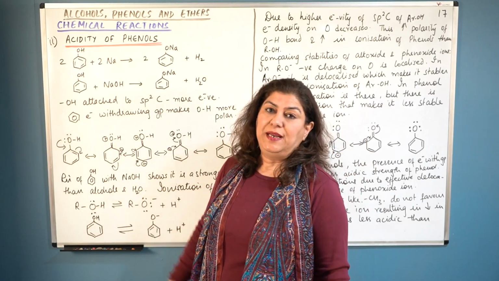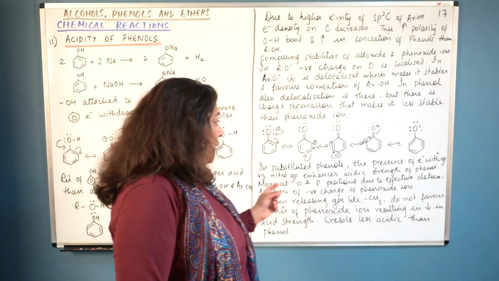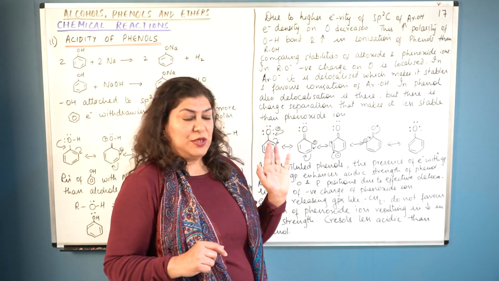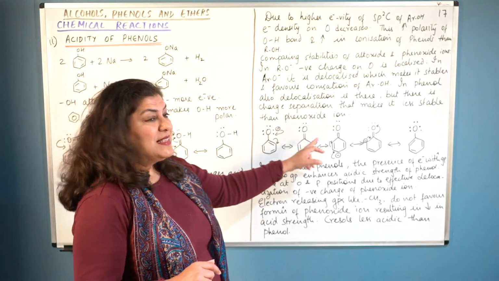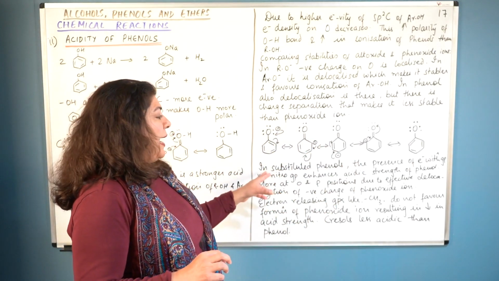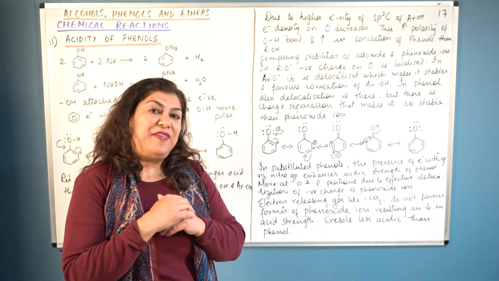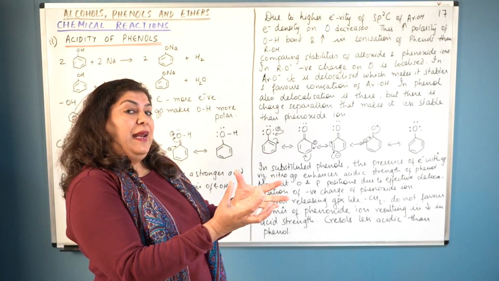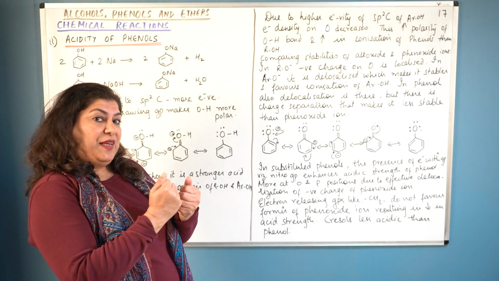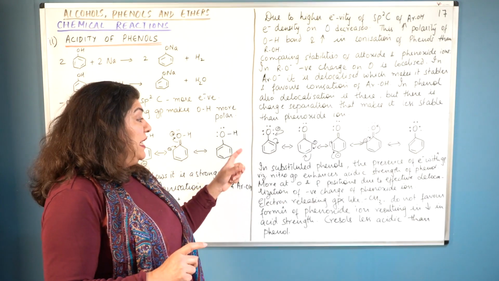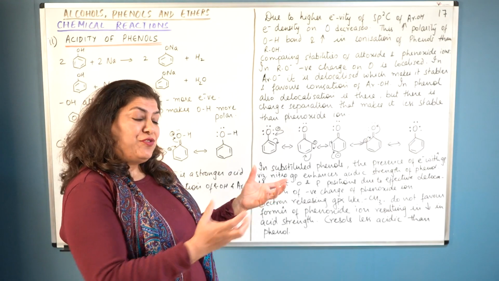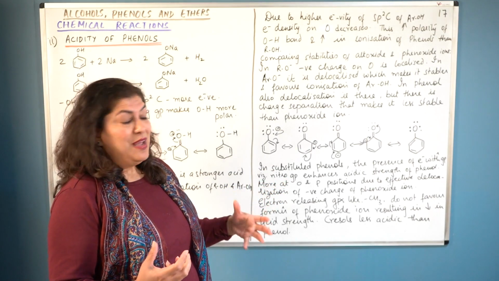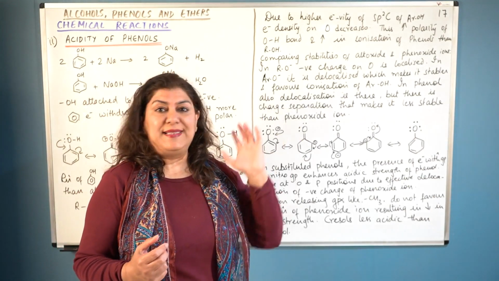That does not happen in alcohols. So looking at this, if we had substituted phenols, if this is phenol and it had substitutions, how would it affect the acidity of the phenol? The electron withdrawing nature of the benzene ring makes it more acidic. So any group which will withdraw the electrons more towards the benzene ring will make the phenol more acidic.